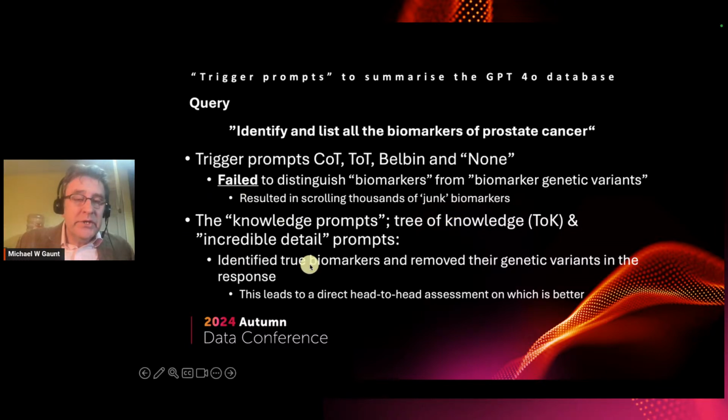Now, there's a group of prompts I described called the knowledge prompts. These were tree of knowledge, which I've summarized here as TOK, and incredible detail. Tree of knowledge is what I developed. Incredible detail is what Phoenix and Taylor recommend in their book, published by O'Reilly. And these two prompts identify the true biomarkers and remove genetic variants. This is across thousands of iterations, so thousands of attempts, it's removing them. And so this now leads to a direct head-to-head assessment of which prompt is better: the tree of knowledge, TOK, or the incredible detail.